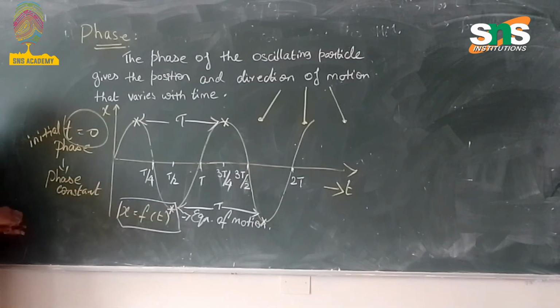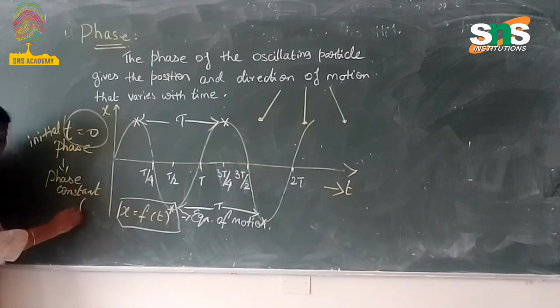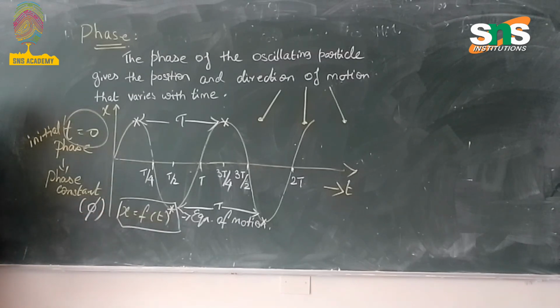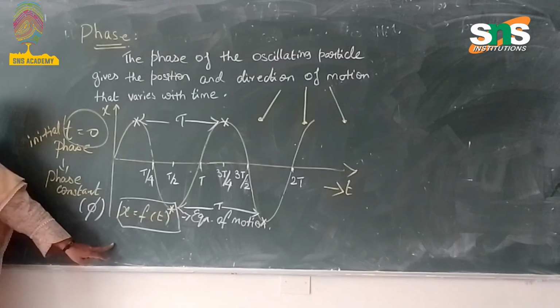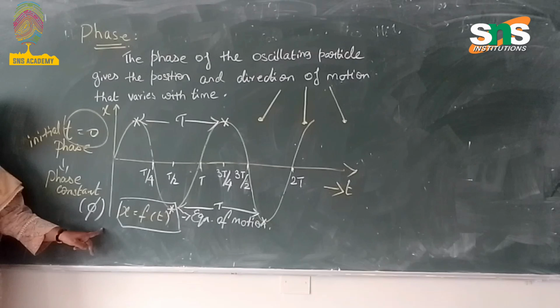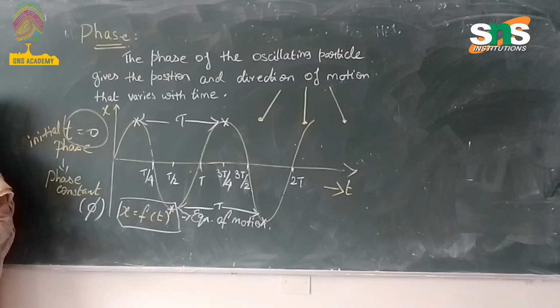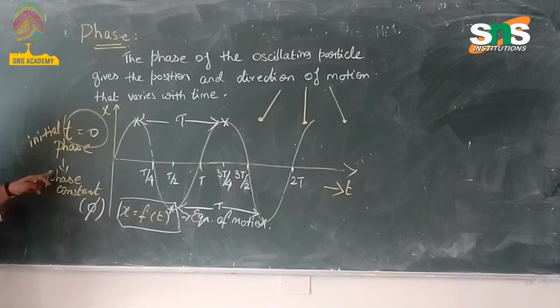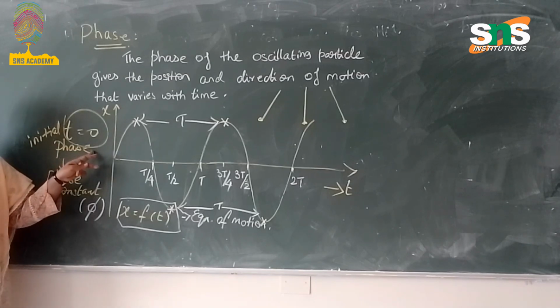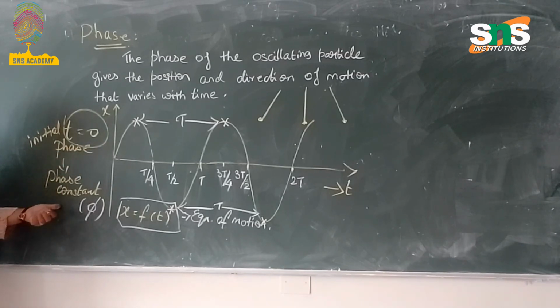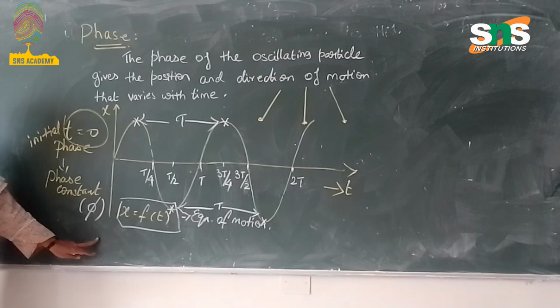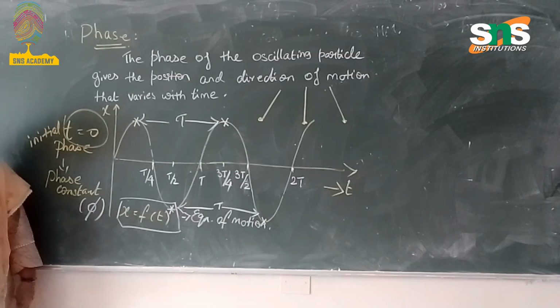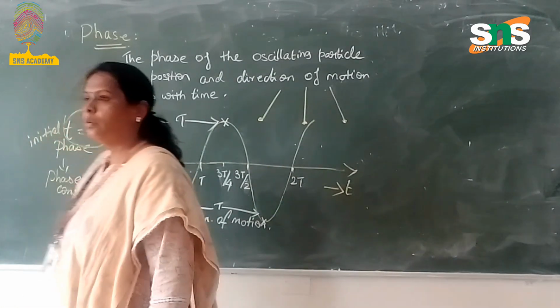How can you denote phase constant? With the help of the symbol phi. Can I please note down this? These phase and phase constant are very important for our next year. Initial phase, when t is equal to 0, is also known as phase constant, represented by phi. Yes, no?